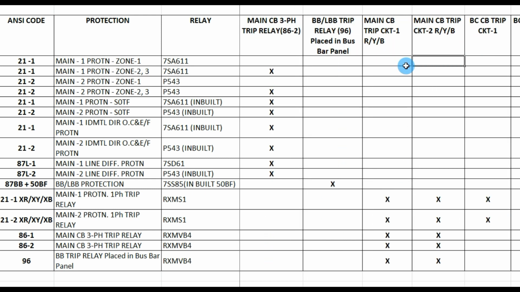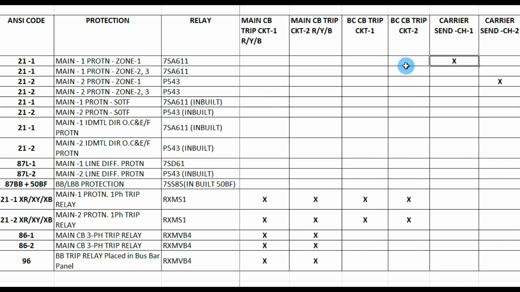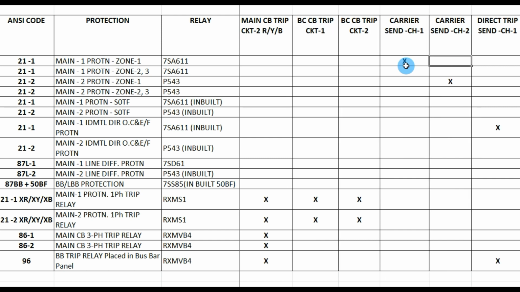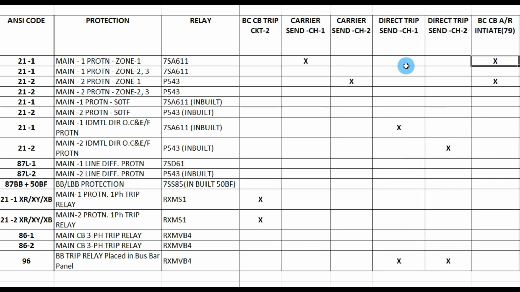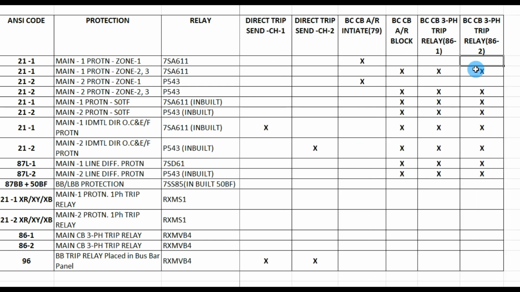And we can see any other configuration over this. We also have another configuration. It has to send a carrier send signal to the remote station, and we will check any other. Yes, we have another one, that is the BC, the bus coupler breaker auto recloser initiation, it is also giving. These are the things we have to configure for Zone 1 protection according to this schematic.